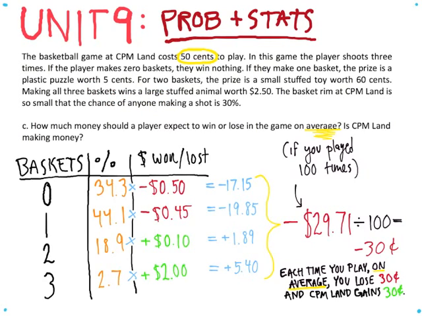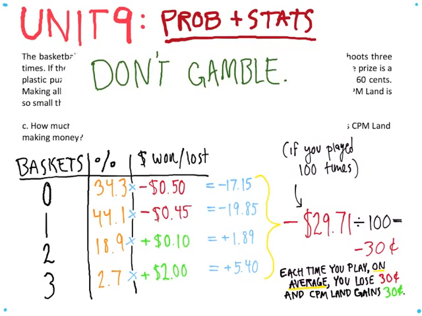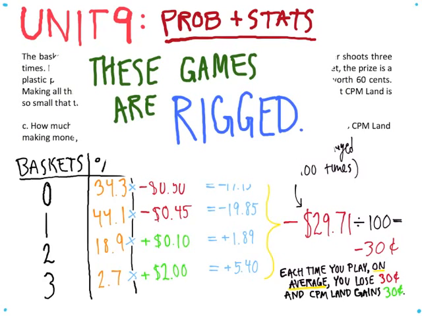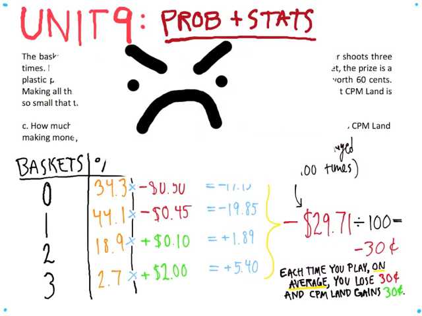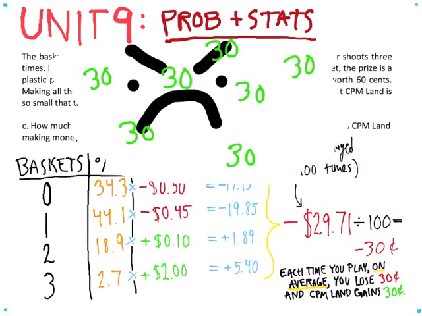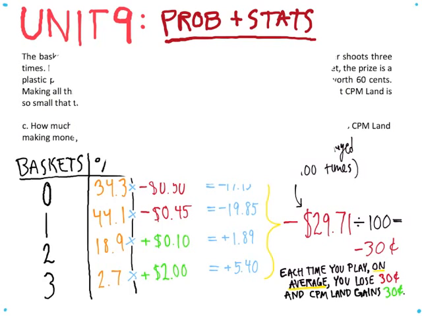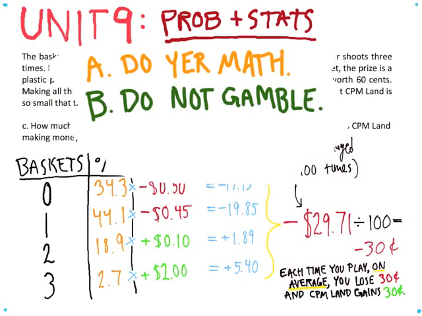Now, you might think, well, why is this important? When you gamble, if you gamble, which you shouldn't, these games are rigged so that the host always wins money. And so, for example, CPM Land is mean because they win 30 cents every time you play. And now, obviously, you can't lose 30 cents when you actually play, but if you played 100 times, then on average, you would lose 30 cents every time. So, the moral of this story and this problem is A, do your math, and B, do not gamble, because you will always lose in the end.